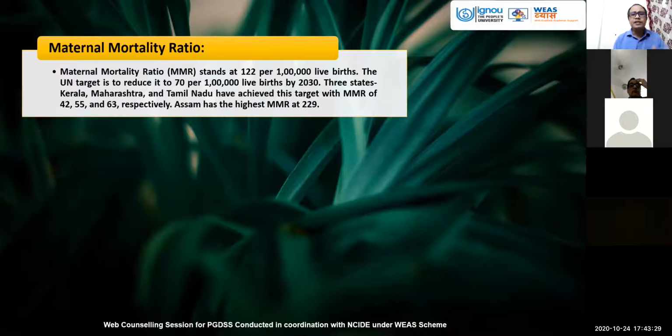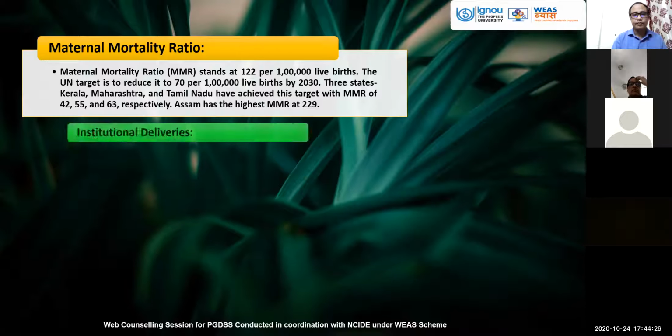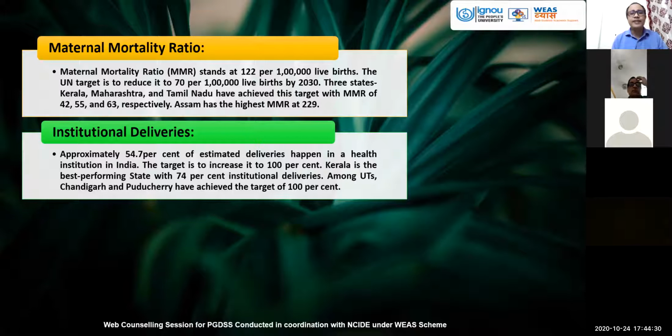If you look into the progress, I have identified some of the basic indicators, starting with the maternal mortality ratio. When you talk about reproductive health and universal health, this is one of the indicators to understand the health status of a country. The maternal mortality ratio stands at 122 per 100,000 live births, in 1 lakh. The UN target is to reduce it to 70 per 100,000 live births by 2030. Three states, Kerala, Maharashtra and Tamil Nadu, have achieved this target with an MMR of 42, 55 and 63 respectively. Assam has the highest MMR at 229.